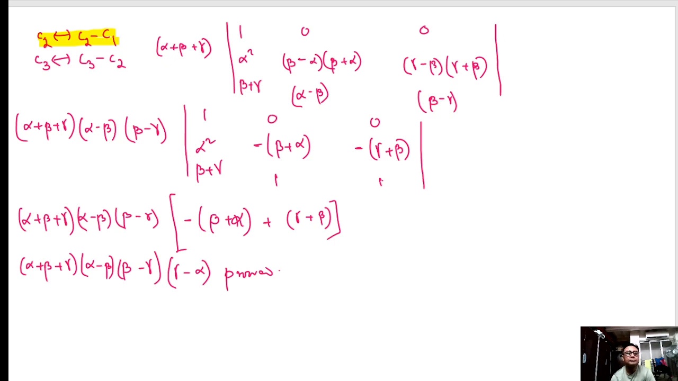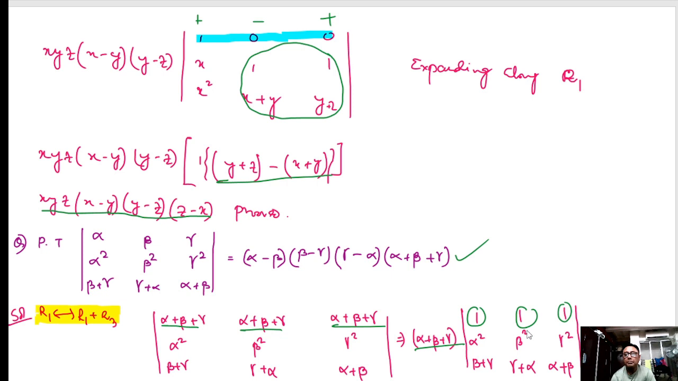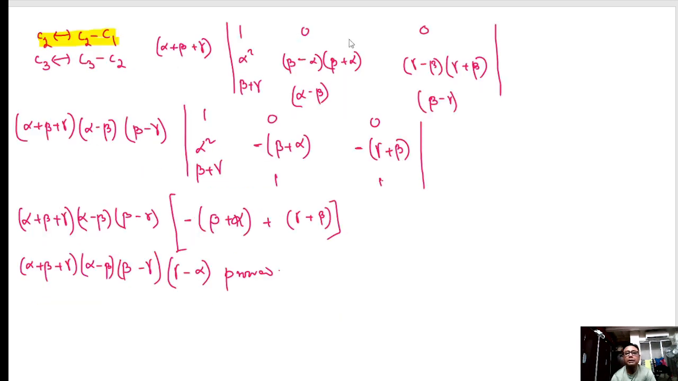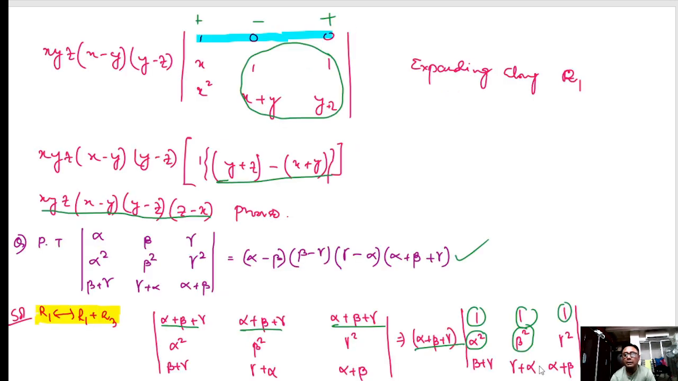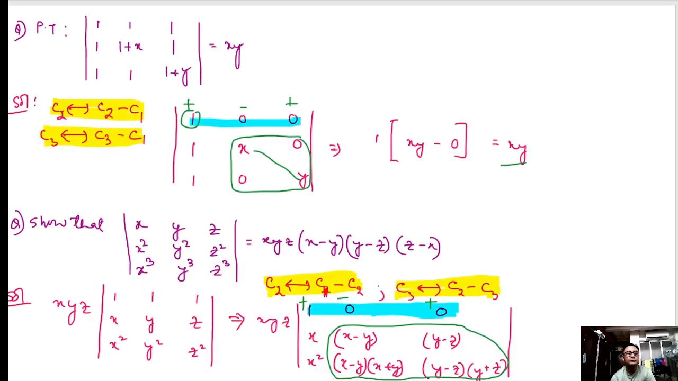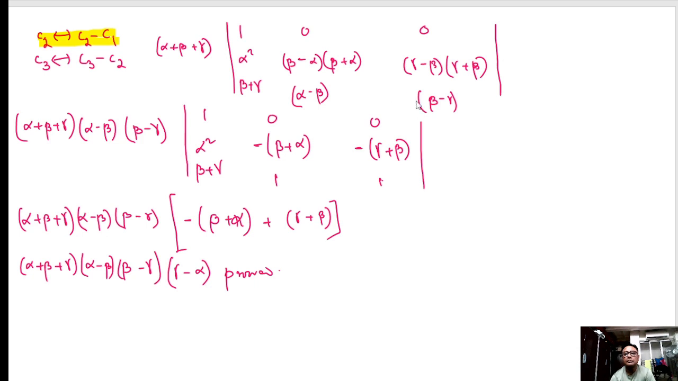Similarly, beta square minus alpha square, and we will put it as beta minus alpha and beta plus alpha here. Similarly, gamma plus alpha minus beta plus gamma, and we will put it here. Alpha minus beta.